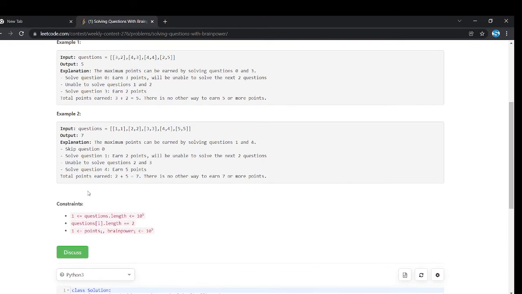The length of the questions array is up to 10 raised to 5. questions[i].length will be 2, meaning the first value represents the points that we can achieve by solving that question, and the second parameter says how many questions we won't be able to take after this.